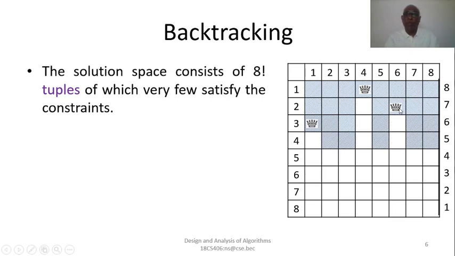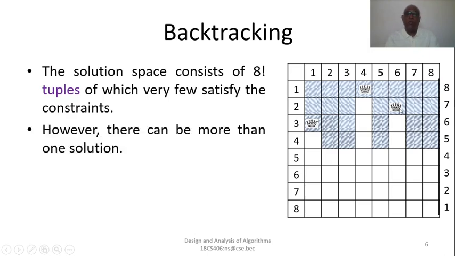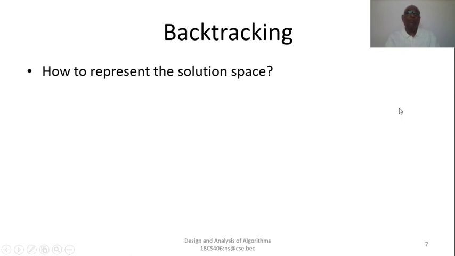However, all of them cannot be the solutions. Only a few of them will satisfy the constraints and can be the solutions. But otherwise, there are 8 factorial possible tuples which can become the solutions. Hence, we say that the size of the solution space is 8 factorial, which is a very huge number, and backtracking is best used to solve such problems where the solution space is very huge. And of course, as we said earlier, there can be more than one possible placement of the 8 queens. So it may have more than one solution.